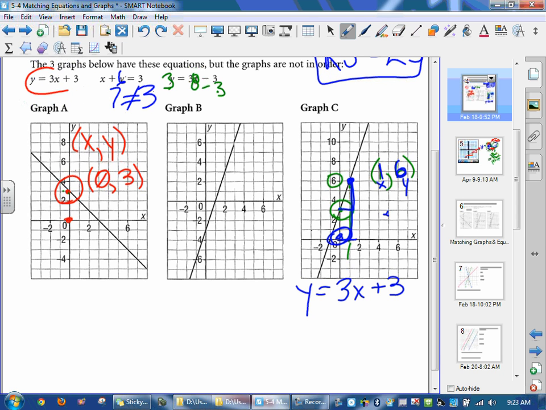Well, if he matched C, the only other one that starts at positive 3 is this guy. So who does that one match? Graph A. So this guy's going to match graph A. So we have x plus y equals 3. We only have one left over. We're going to prove why it works. So this guy's an A. This guy will match B.